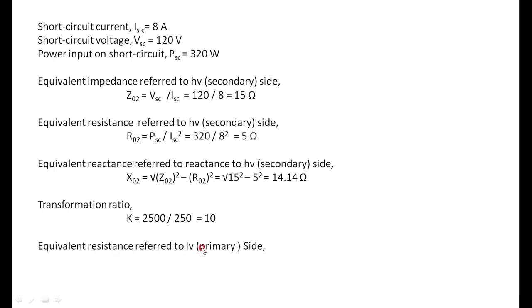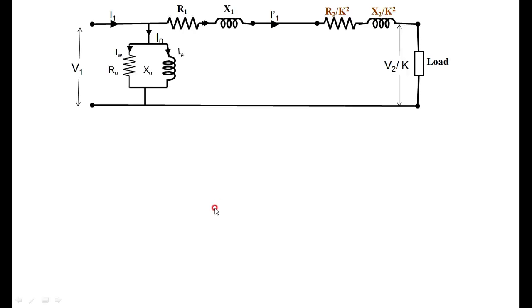Therefore, the equivalent resistance referred to the LV side, the primary side. These are the secondary side values, so what do you have to do? You have to divide by the square of the transformation ratio. What I am getting is 0.05 as R1 and X1 is 0.141 ohm. If you know all these, R01, X01 as well as R0 and X0, you can draw the equivalent circuit diagram referred to the primary side: R1, X1, R2 by K square, X2 by K square, then this R0 and X0.